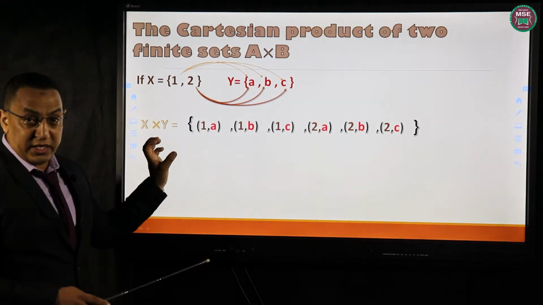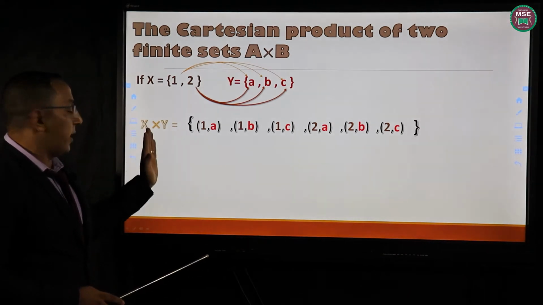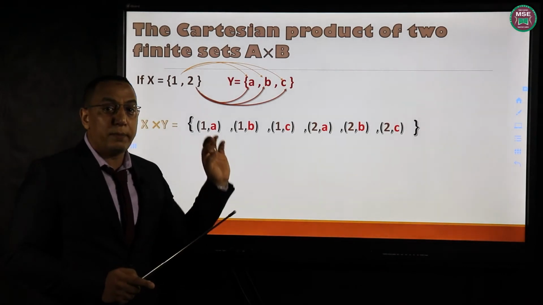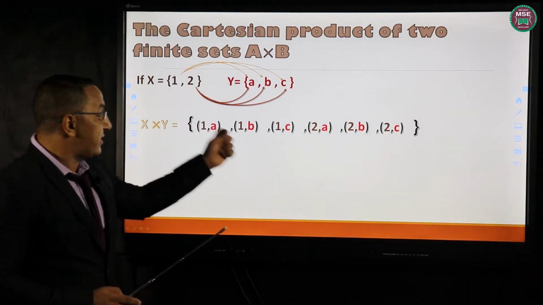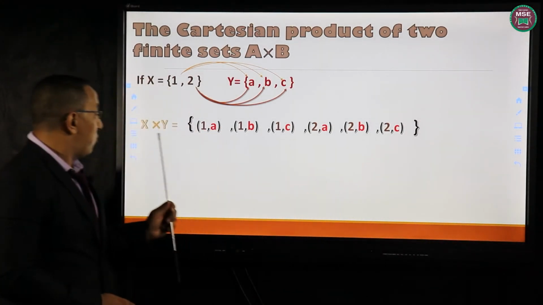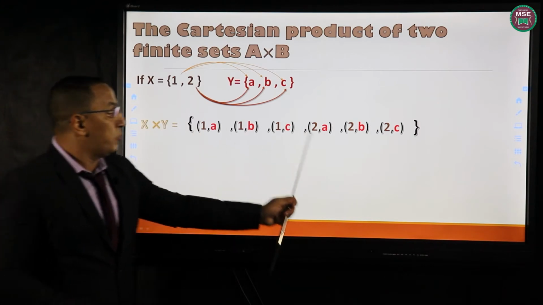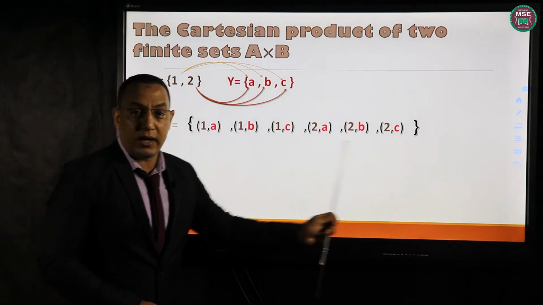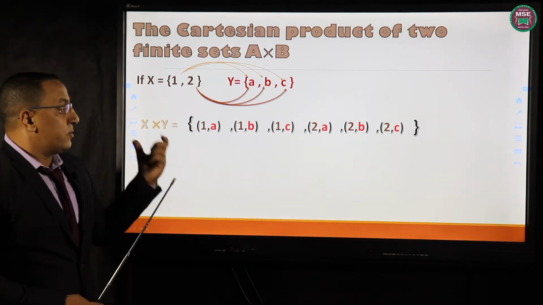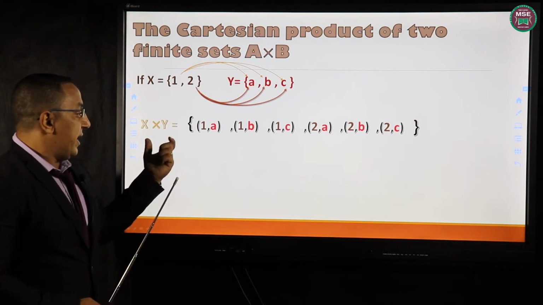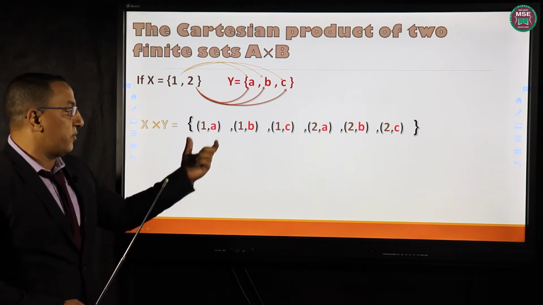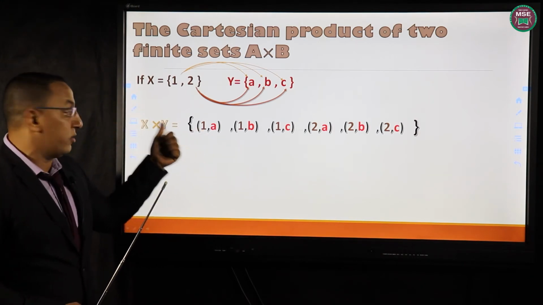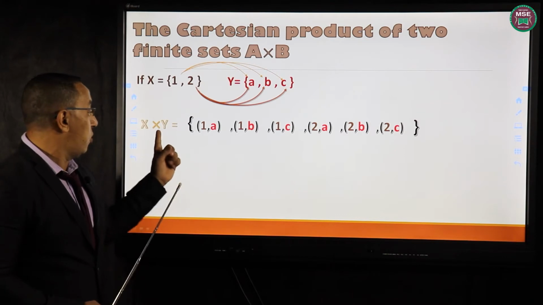So the Cartesian product set X times Y, or X product Y, means the set of all ordered pairs in which the first element in each pair belongs to X. Here 1, 1, 1, 2, 2, 2 are elements of X. A, B, C are elements of Y. Okay, back to the definition. It is a set formed from ordered pairs, in which each ordered pair has the first element belonging to X and the second element belonging to Y.